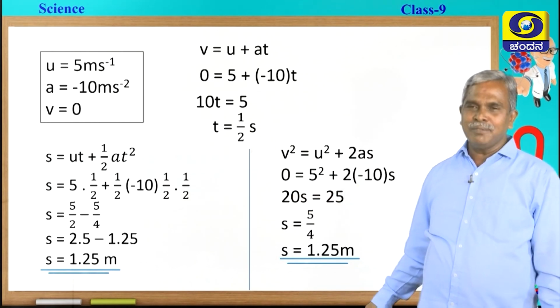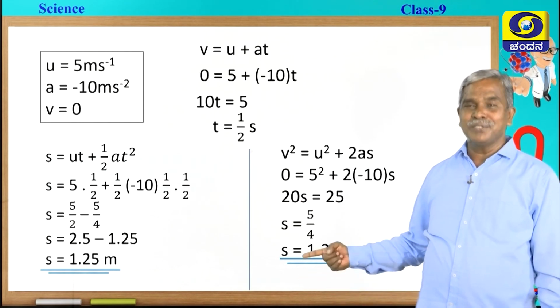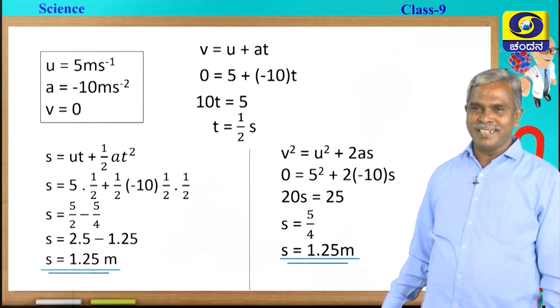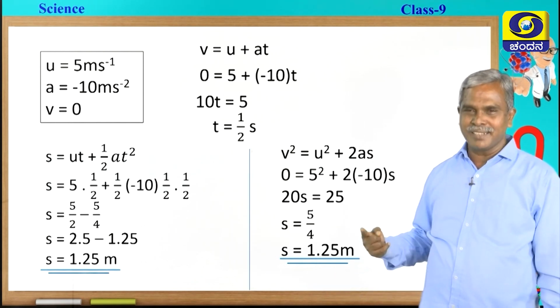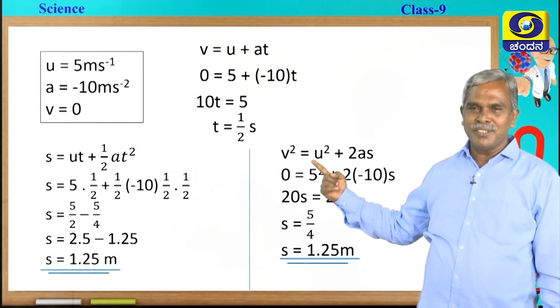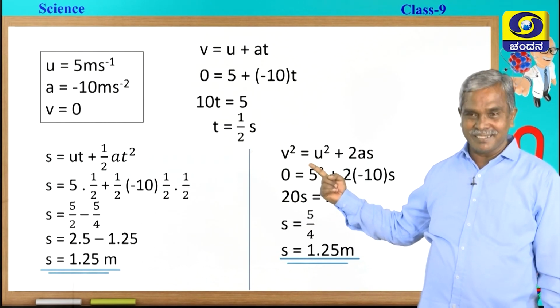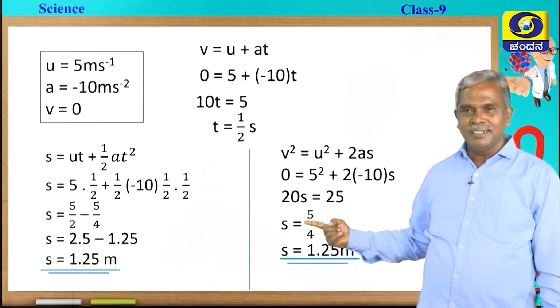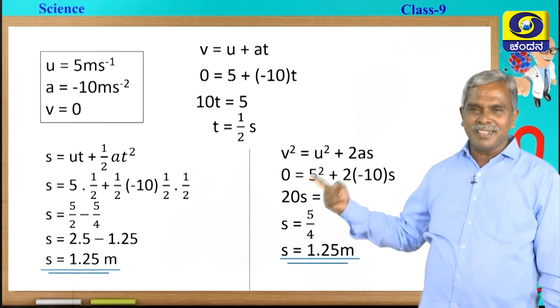But which equation is better to use in this problem? That is your decision to decide. But as far as my view is concerned, it is better to use v square is equal to u square plus 2as, because the steps become less and the simplification becomes easy.